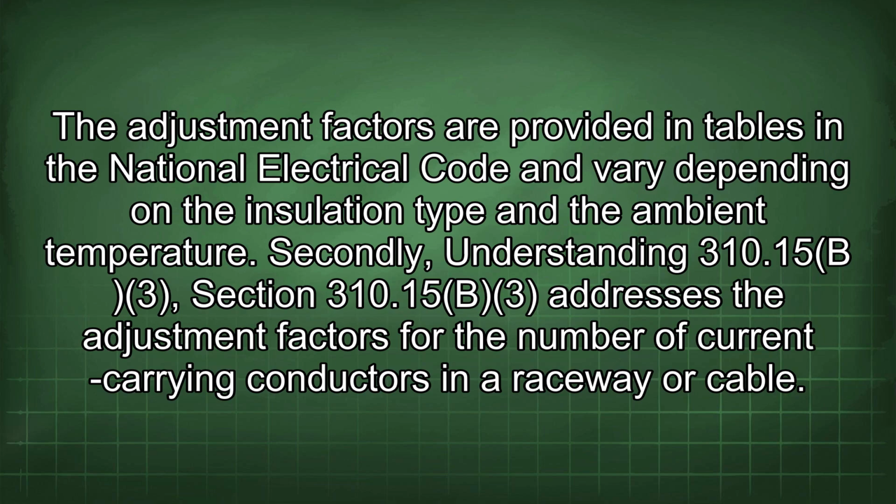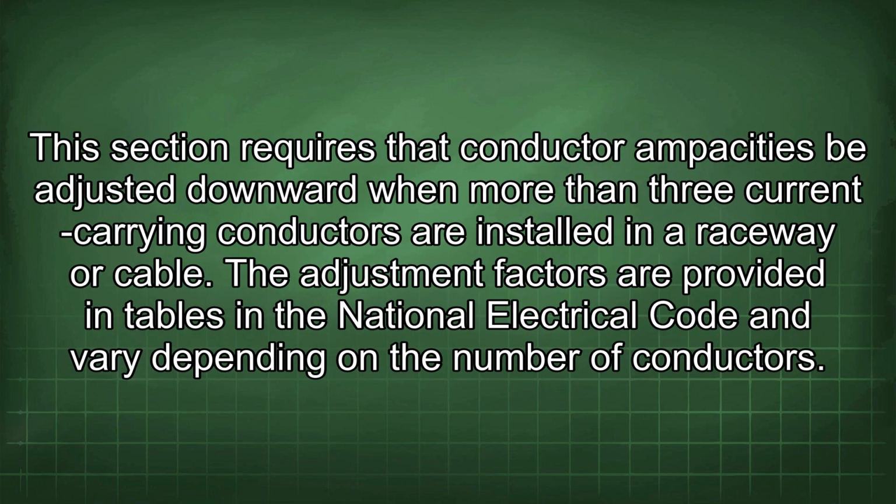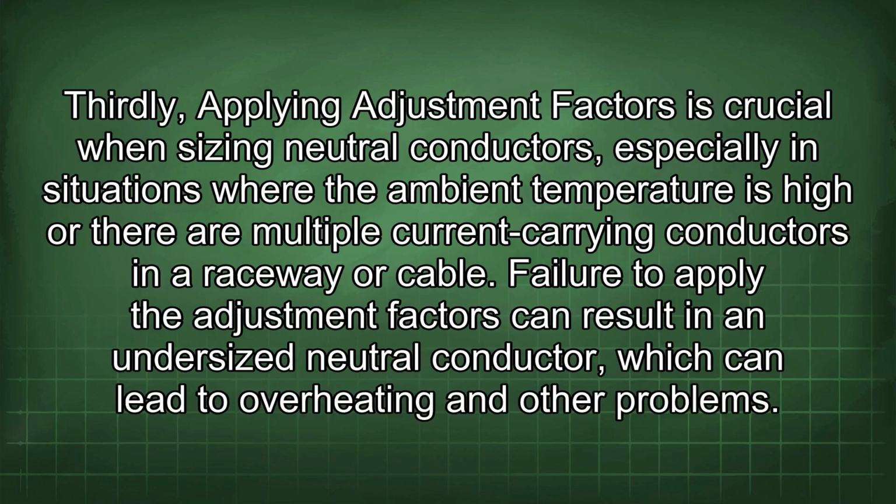310.15(B)(3). Section 310.15(B)(3) addresses the adjustment factors for the number of current-carrying conductors in a raceway or cable. This section requires that conductor ampacities be adjusted downward when more than 3 current-carrying conductors are installed in a raceway or cable. The adjustment factors are provided in tables in the National Electrical Code and vary depending on the number of conductors.